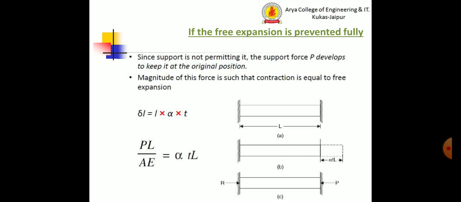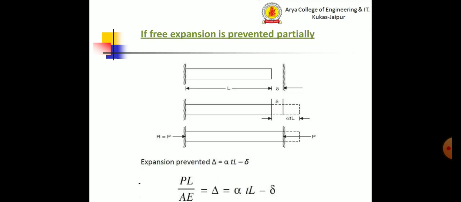If the free expansion is prevented fully, since the support is not permitting, a support force P is developed to keep it at the original position. The magnitude of this force is such that the contraction is equal to the free expansion. Del L is equal to alpha T L, so PL upon AE will be equal to alpha T L. If free expansion is prevented partially, the expansion prevented del L is equal to alpha T L minus del, so PL upon AE equals alpha T L minus del.